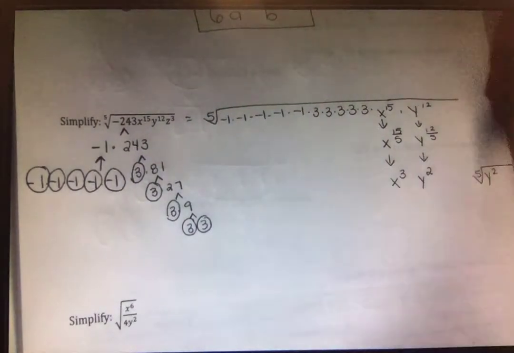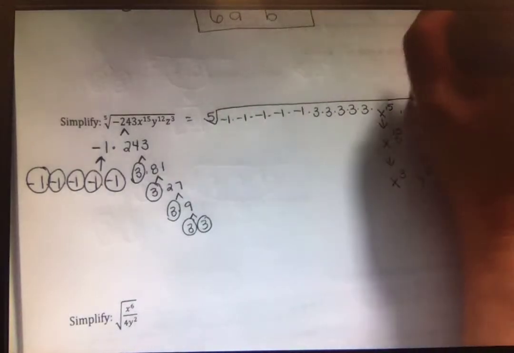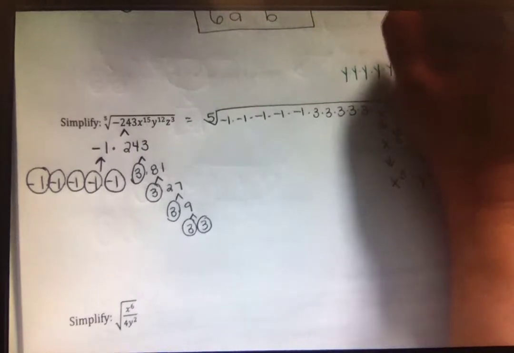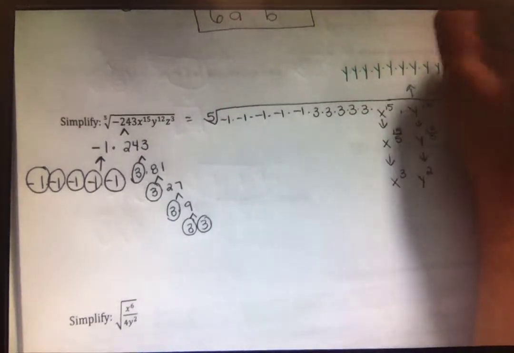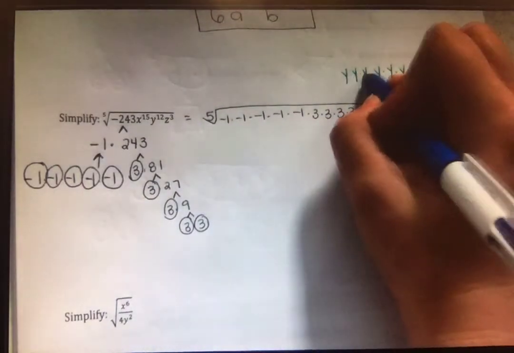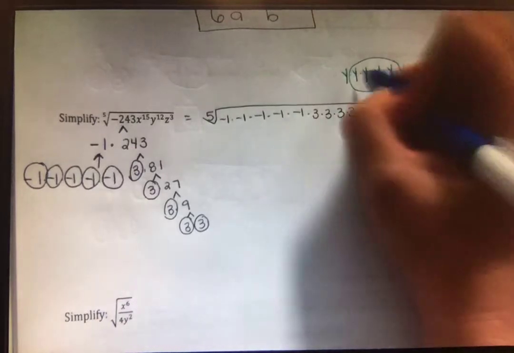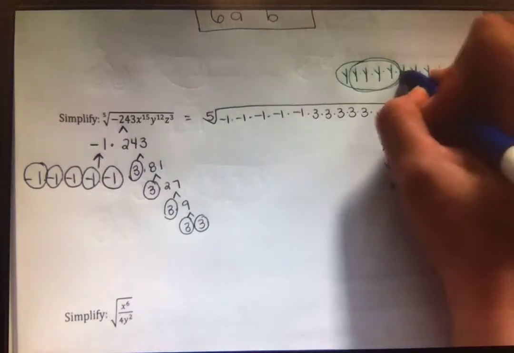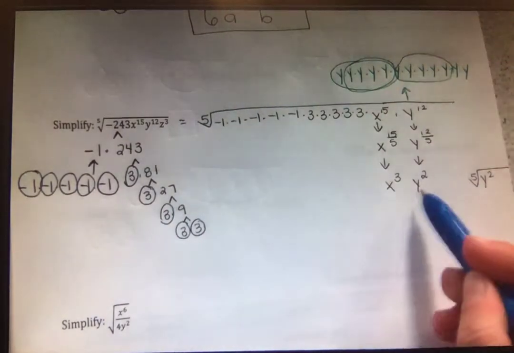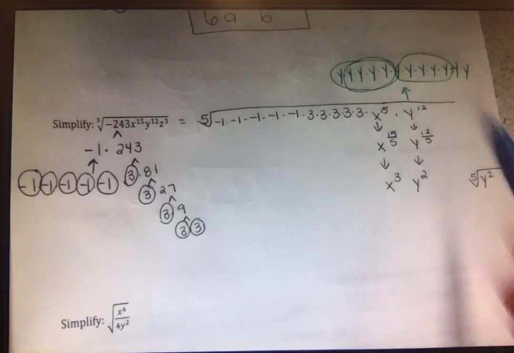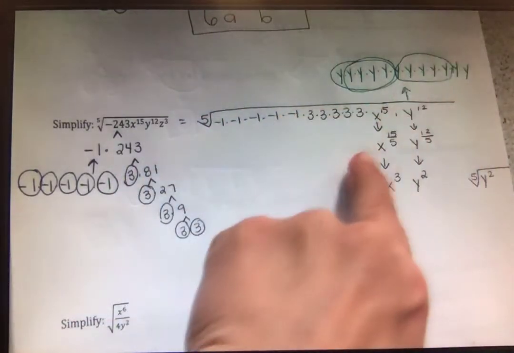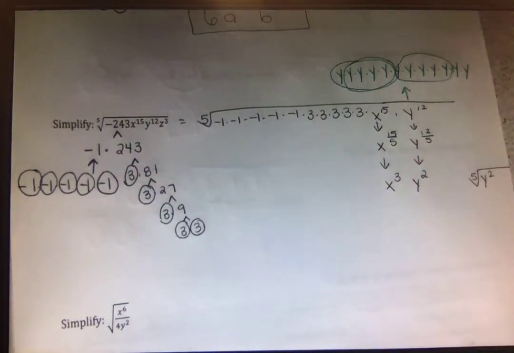So another way to think about this, if you don't like it that way: if we have 12 y's, we're taking out groups of 5. So 1, 2, 3, 4, 5. These are coming out. Oops, forgot one. 1, 2, 3, 4, 5. These are coming out. So those are the two groups that are coming out. And that means 2 are left over that are not in a group, so they have to stay underneath the radical. So if you want to write it all out, or if you want to do it the division way, either way, you're good to go.